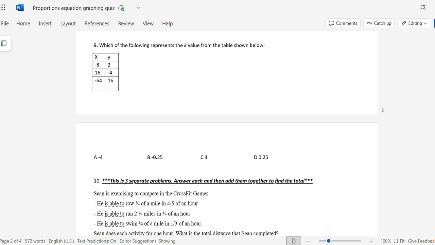Number 9, which of the following represents the k value from the table shown below? In the table, you have x and y. X, -8, y 2, x 16, y -4, x -64, y 16. A, -4, B, -0.25, C, 4, D, 0.25.